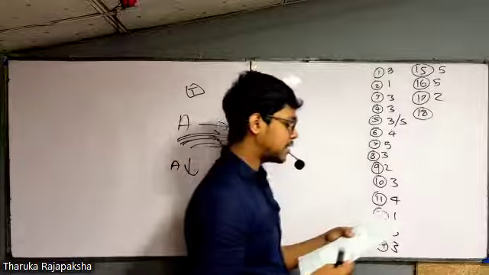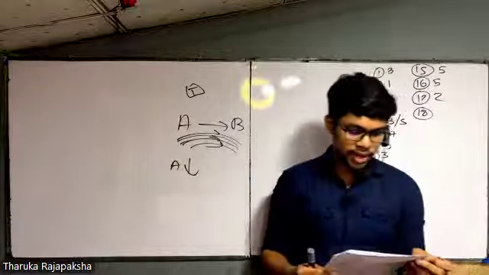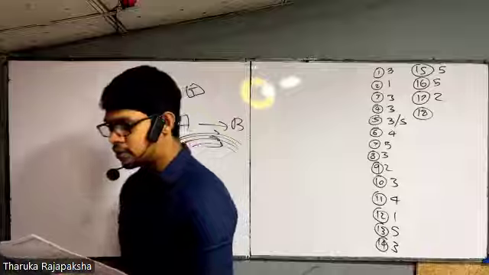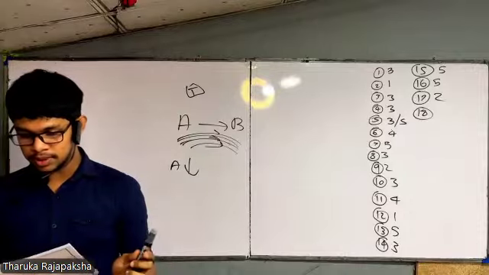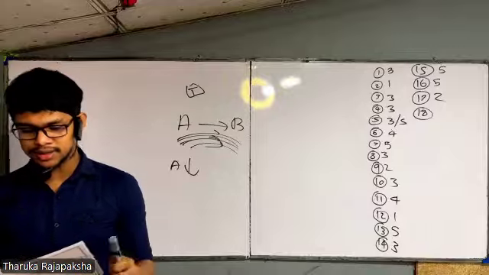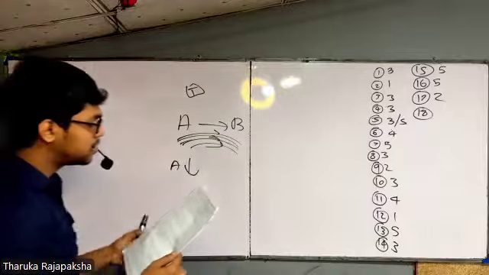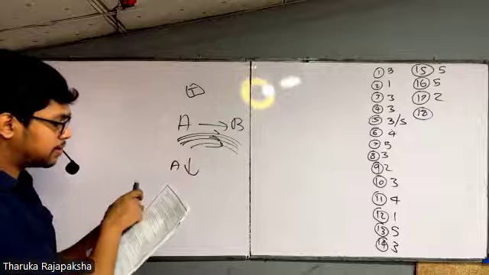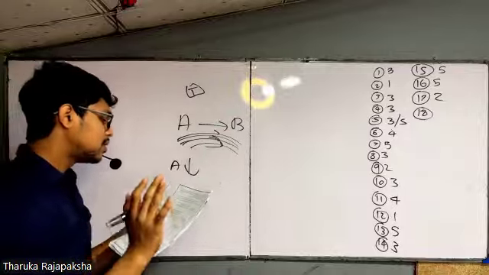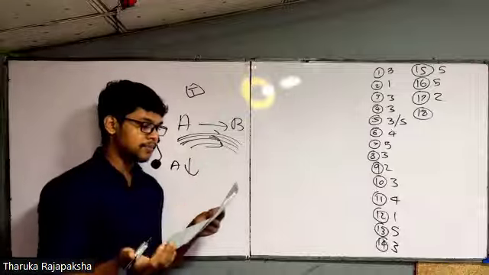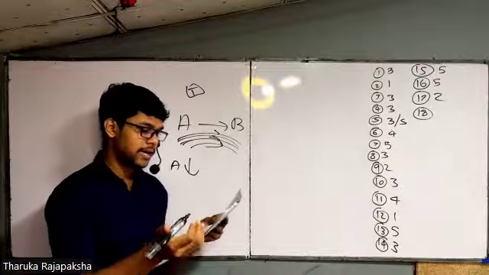19th one. When a reversible reaction is at equilibrium, the rate of the forward reaction is equal to the rate of the reverse reaction. That is correct. Second statement, at equilibrium, the activation energy of the forward reaction is equal.